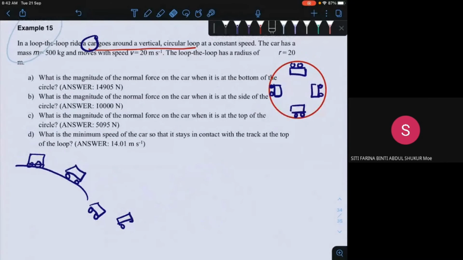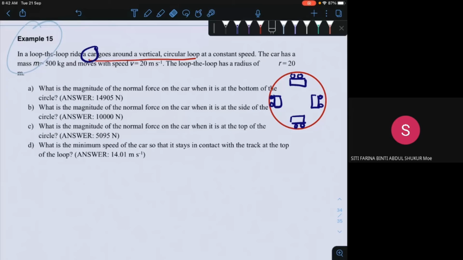Kamu akan ada vertical lah kan. You are going to have this vertical part here. So apa yang jadi dekat sini adalah dia kata the car has a mass of 500 kilogram, moves with the speed of 20 meter per second. The loop has a radius of 20 meter. So kita tahu radius of the circle kita adalah 20 meter, mass 500 dan juga speed dia adalah 20 meter per second. What is the magnitude of the normal force on the car when it is at the bottom of the circle? So ini adalah case pertama kita di mana waktu dia tengah duduk dekat bottom sini.